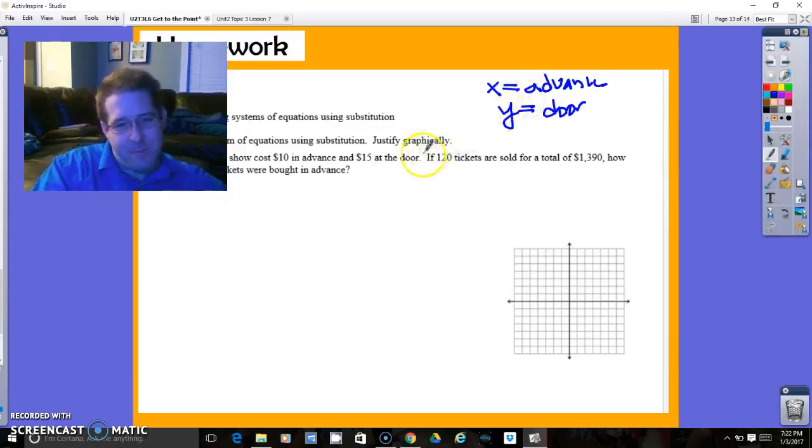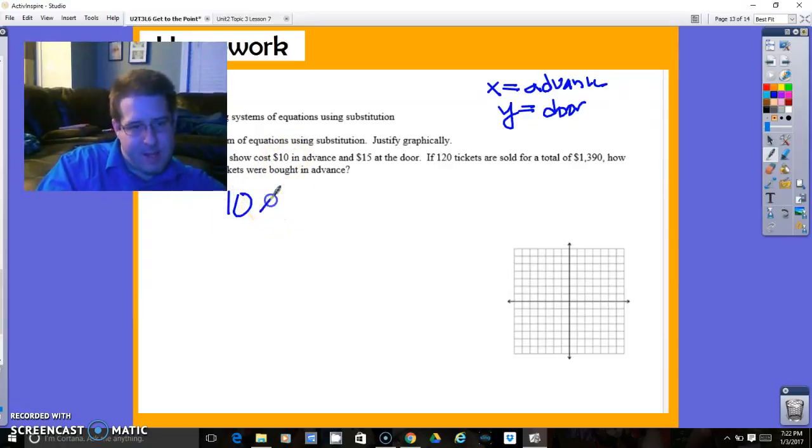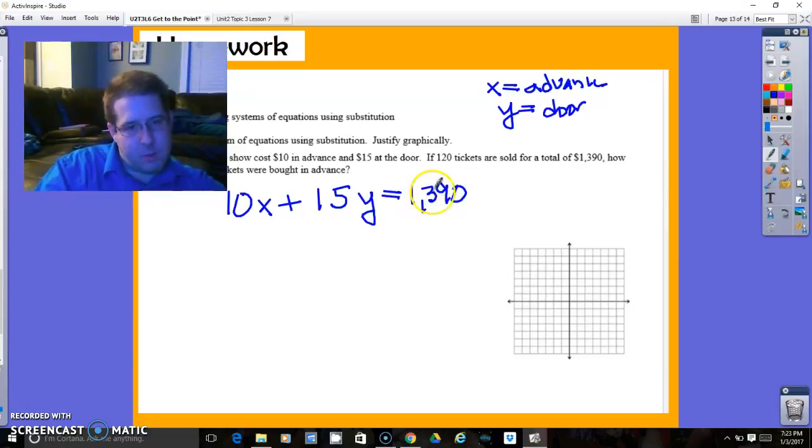So let's talk about if 120 tickets are sold for a total of $1,390, how many tickets were bought in advance? Okay, so I can set this up as a system of equations. So if they cost $10 in advance, so that's X, plus the tickets they sell at the door, which is $15 per at the door. If 120 tickets are sold for a total of exactly $1,390. How many tickets were bought in advance?